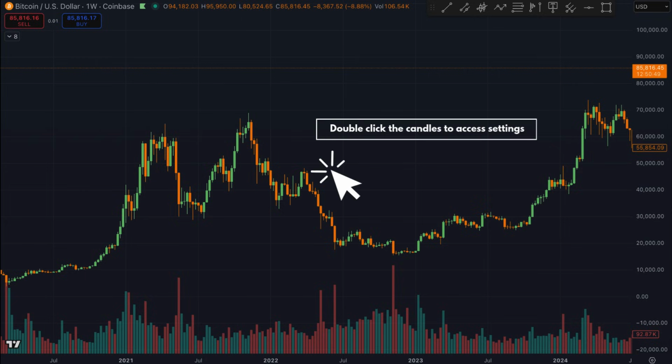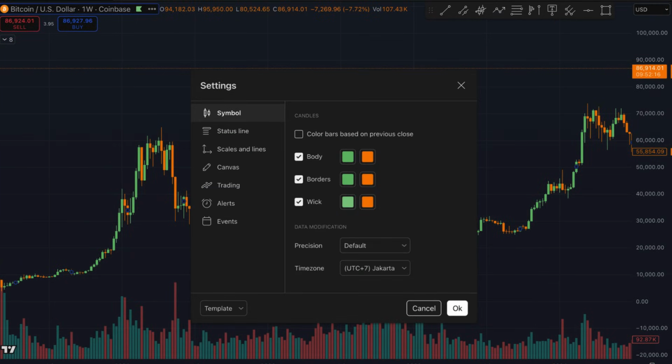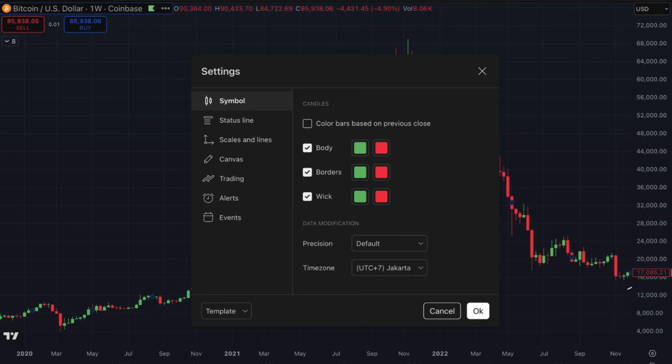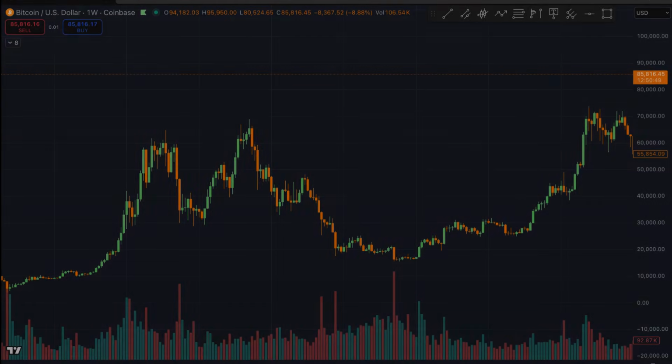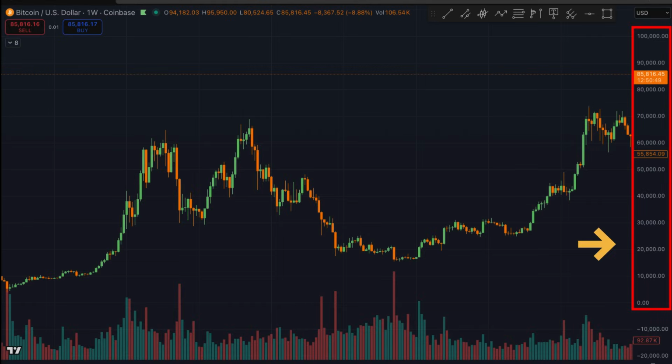You can also customize your candle colors to match your own style. In my setup, I'm using green for bullish and orange for bearish candles. You can stick with the classic red and green too. The key is to stay consistent so you don't confuse which direction the candle represents. And the most important thing, the price, which is located on the right side.